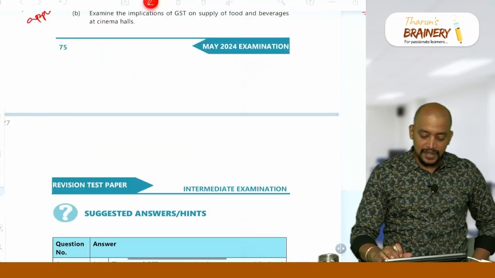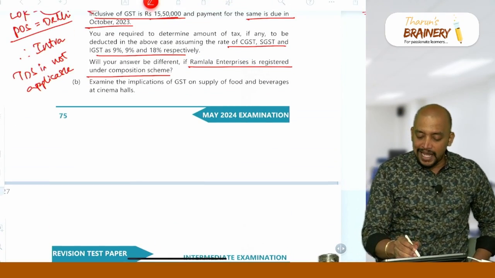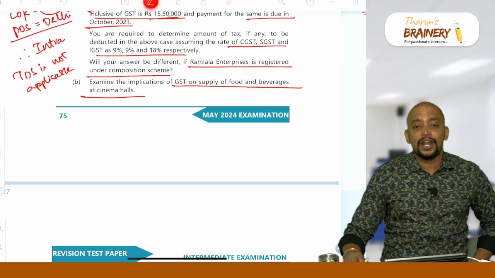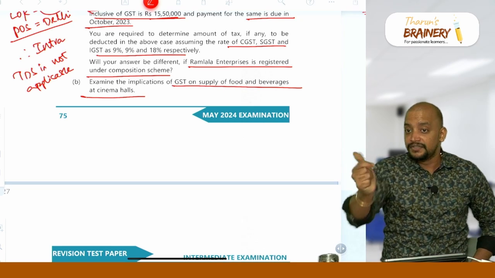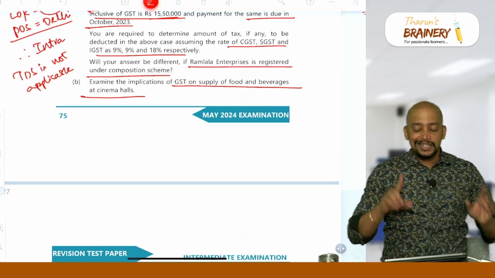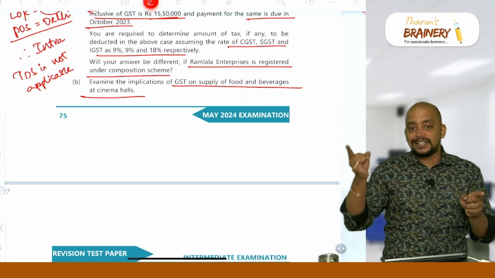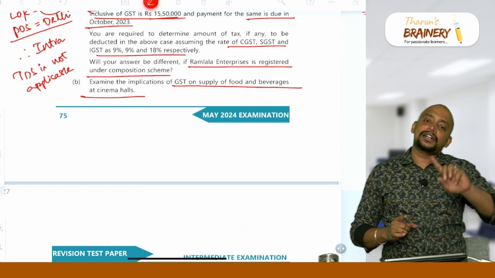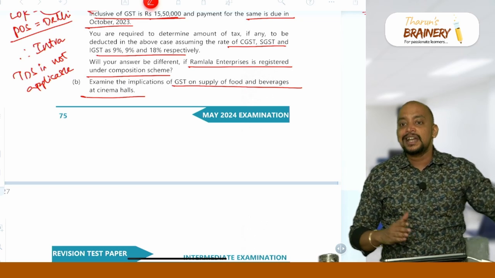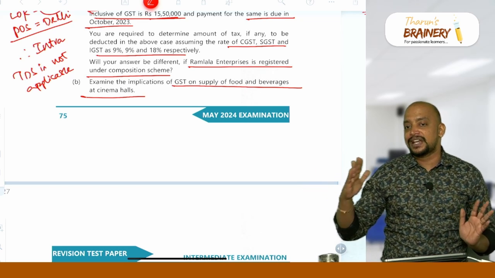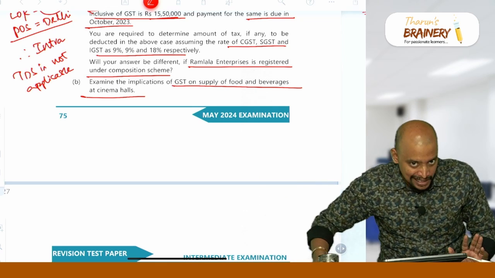Then next, examine the implications of GST on supply of food and beverages at cinema halls. We discussed this. What is that? If the ticket is booked separately and the food is purchased separately, the GST rate of cinema ticket is different and the GST rate on food and beverages will be at the rate applicable to food and beverages.